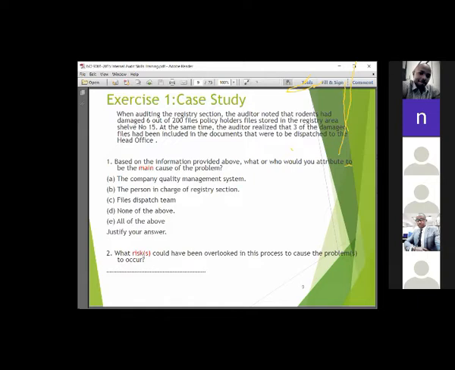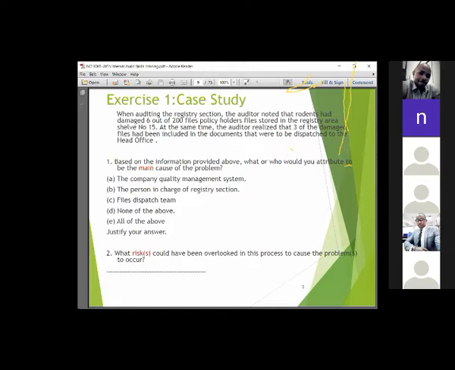Another thing I would want you to look at, but we'll discuss it later on, is how the finding or the description of the issue has been written. This auditor is very specific. The number of files damaged, there are 6 out of 200. They are stored in registry shelf number 15. So if you are to address this problem, it will be very easy because you know exactly which shelf and how many. And this also shows that this auditor was at the site.